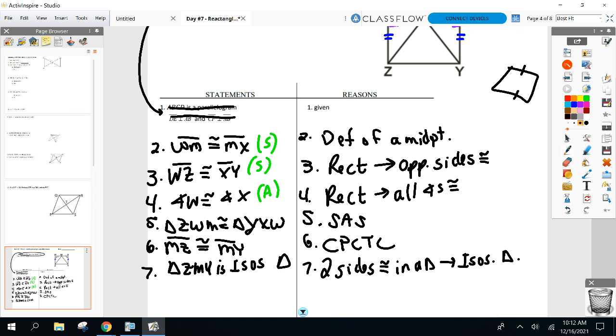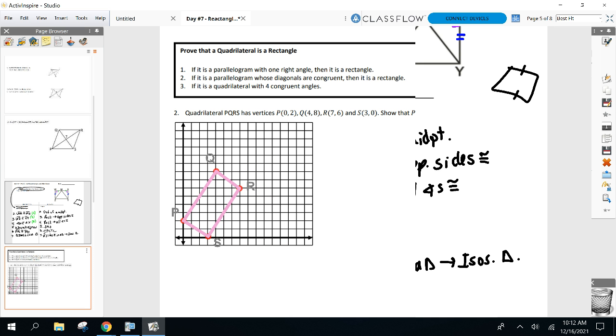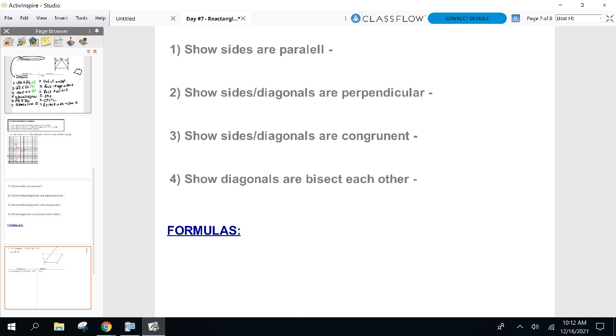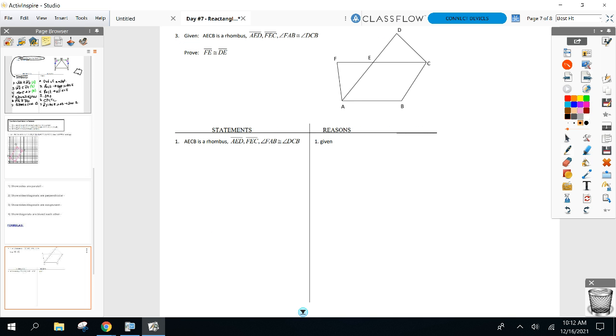All right, I am going to skip over the next one because that's our new proof, and I want to wait to the end of class and do them all together. So let's go to the rhombus statements and reasons proof, the third one. Now it's a rhombus, and I want you to prove FE congruent to DE.